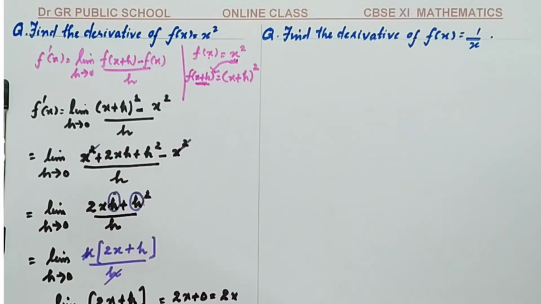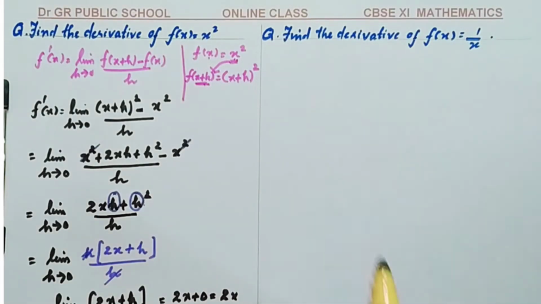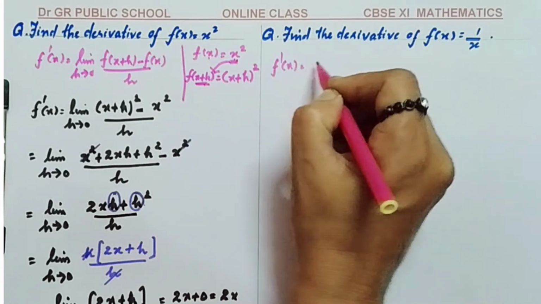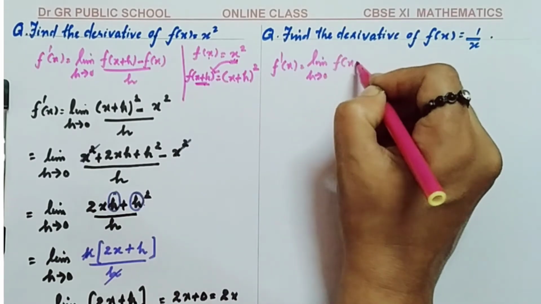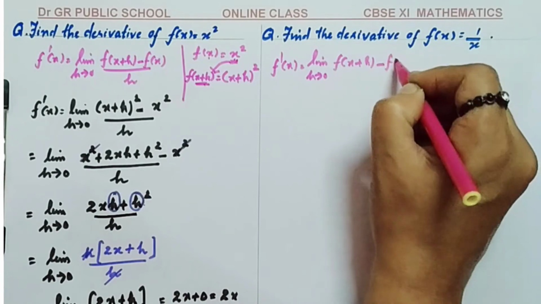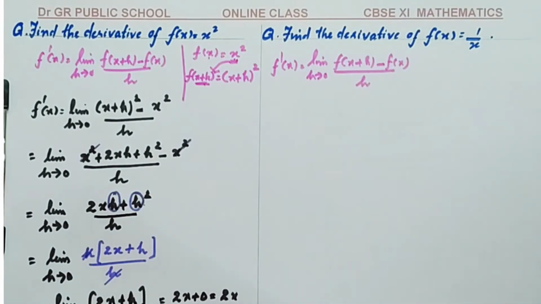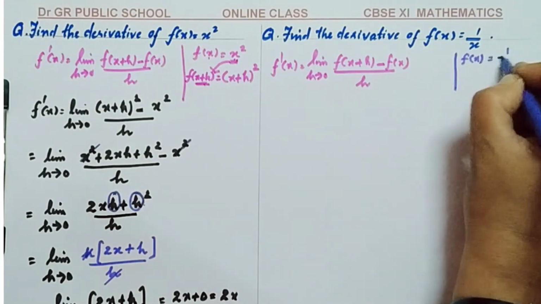Let's move on to another function. How to find the derivative of f(x) equal to 1 by x, the reciprocal function 1 by x. At first we can write the basic definition. We have f dash x equals limit h tends to 0 of f of x plus h minus f(x) divided by h. This is the basic definition. Here, in this question, the function f(x) is given to us as 1 by x.